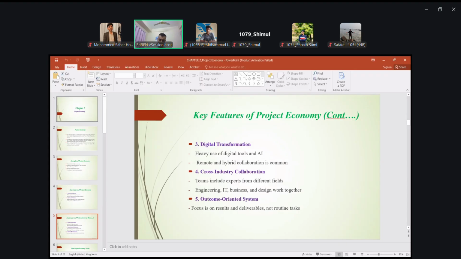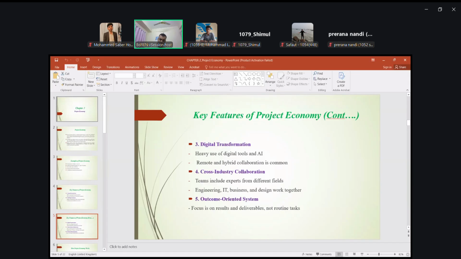Cross-industry collaboration. Here you see that teams include experts from different fields. So teams include experts from different fields, and we talked about people from HR, people from finance, people from accounting, people from sales, people from marketing, people from the engineering side, people from the investor side, people from the legal side, all working together.